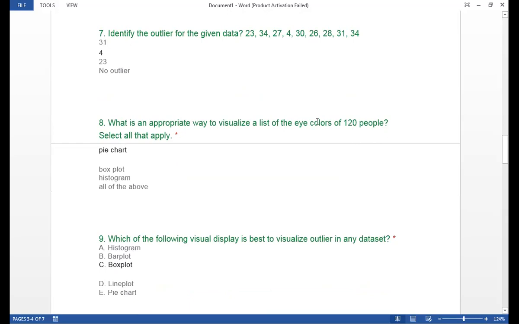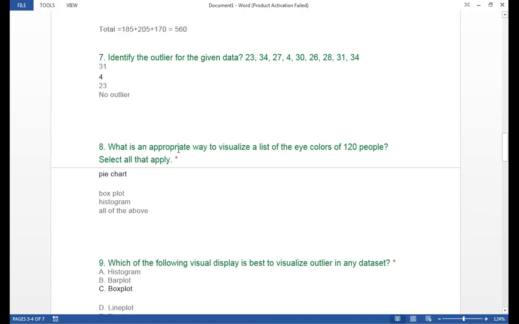In fact, eye color that is mentioned here is an example of qualitative data. And one easy way to visualize qualitative data, I don't know if you have learned that, but if you don't know that, let me tell you now, is to use pie charts or bar charts. So the two graphs that are very easy to visualize any qualitative data, because eye color has to do with qualitative data, are the pie chart or bar charts. To visualize quantitative data, we use box plots and histogram. So the only correct answer I have here is pie chart.